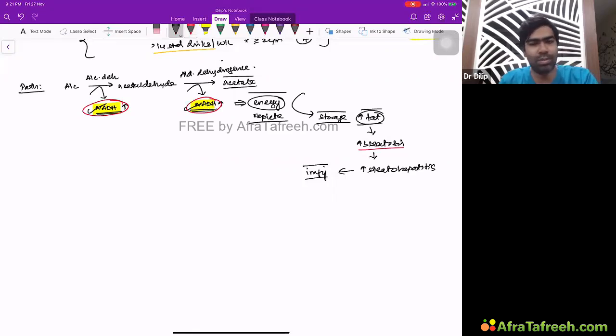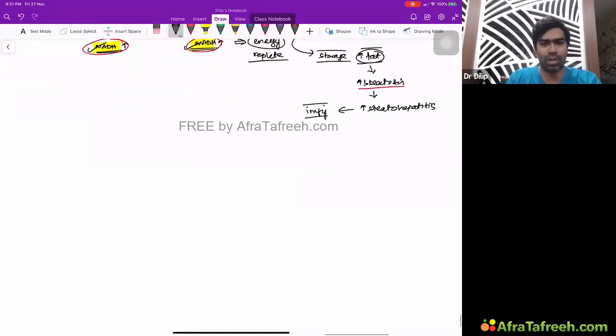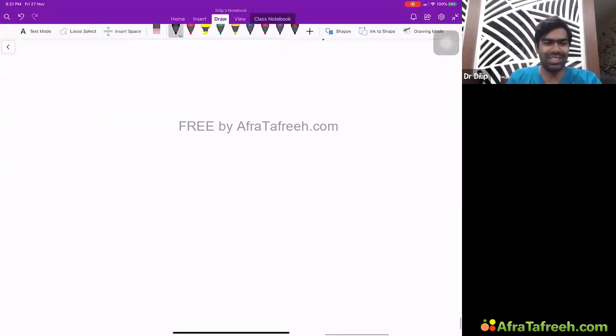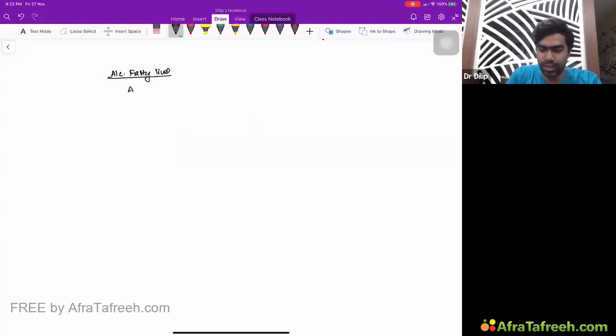Then later on, they produce something called steatohepatitis. Later on, continued inflammation will result in development of cirrhosis over a period of months. This is what is going to happen. So there are two types of disease that you can get. One is a simple alcoholic fatty liver, which is a completely reversible stage. No problem at all. Here the patient will be asymptomatic.